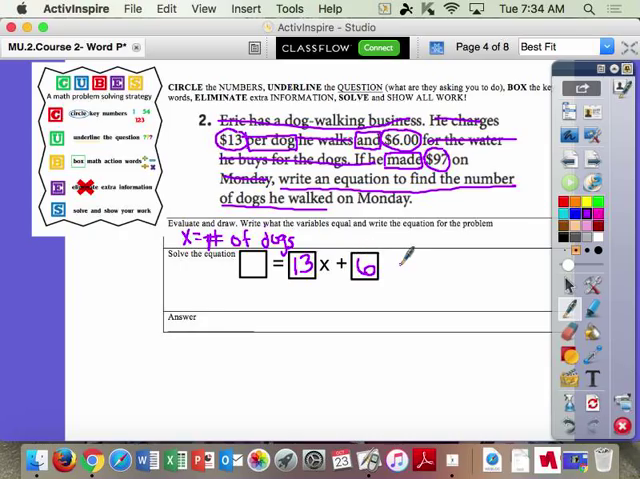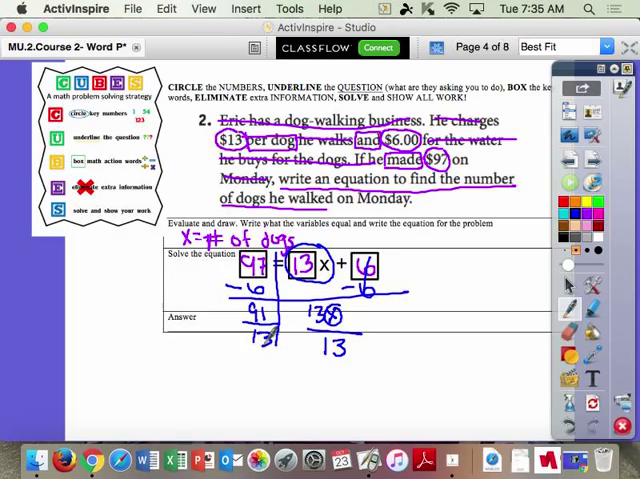Plus, he charges $6. He has to charge $6 for water. And he made $97 last week. Okay? So, we draw our line, circle our term with our variable. I'm going to subtract 6 on both sides. That leaves me with 13x on the right, 91 on the left. Circle the x, divide by 13. What is 91 divided by 13? 7, so x equals 7.